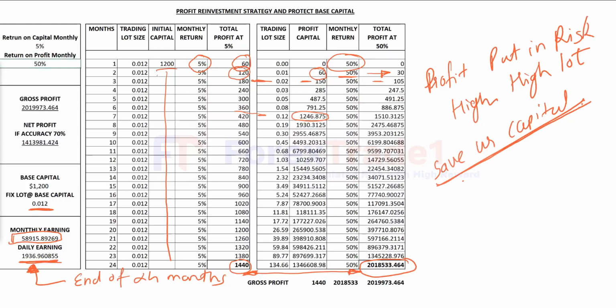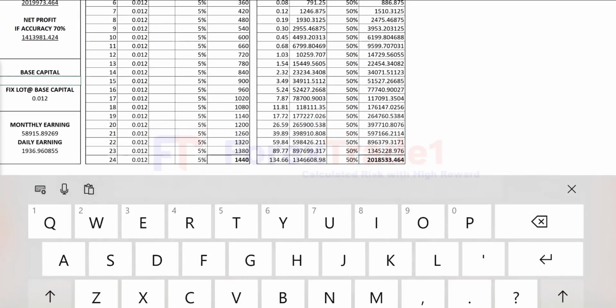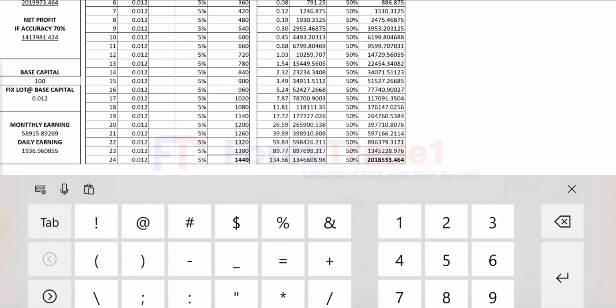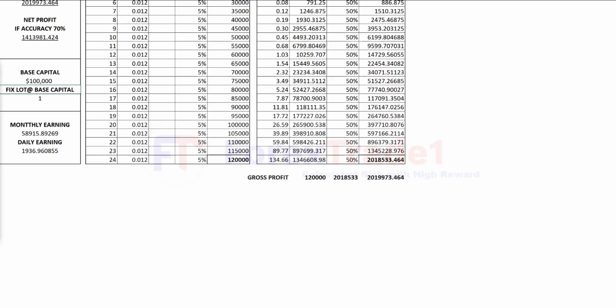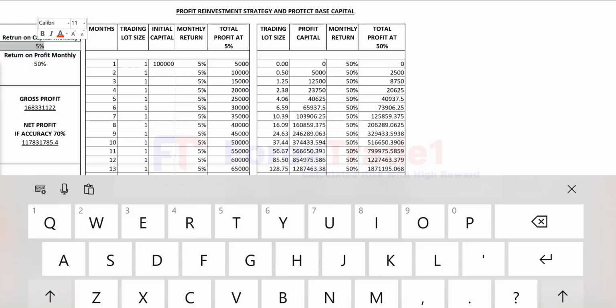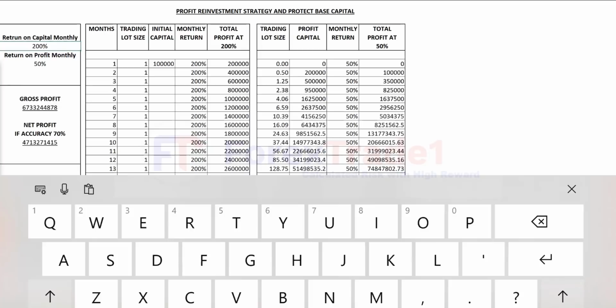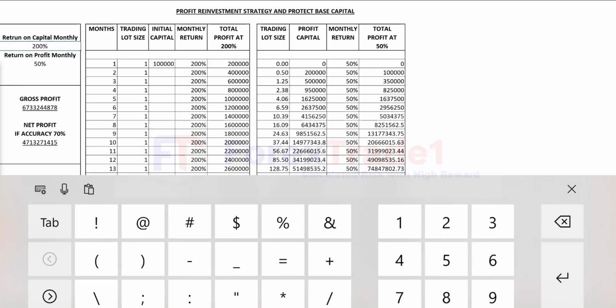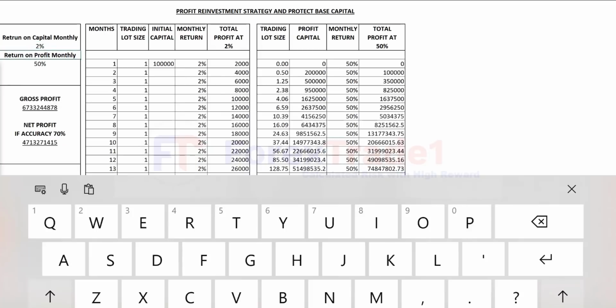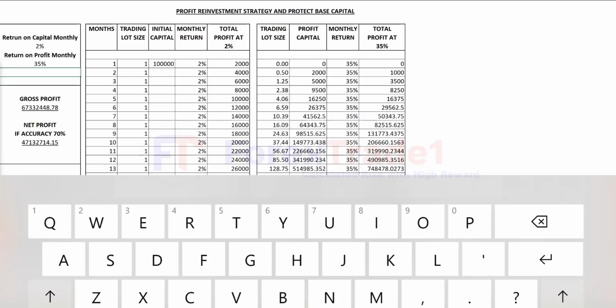Suppose you are trading with 1 lakh capital, so what will happen in that condition is that you can reduce this one to 2% only. You want to get only the 2%, and monthly you want to get only the 35% return. So the lot size will be adjusted accordingly.